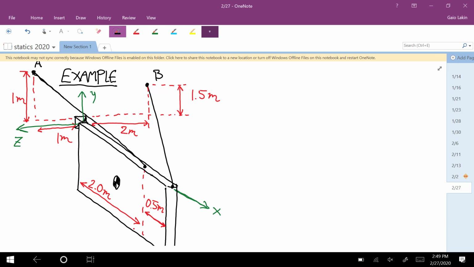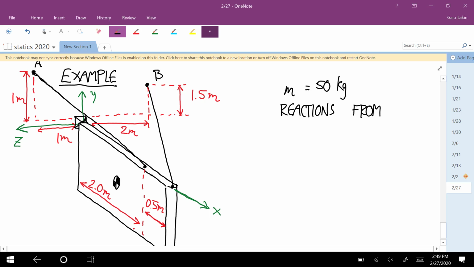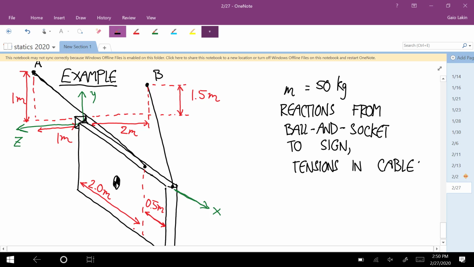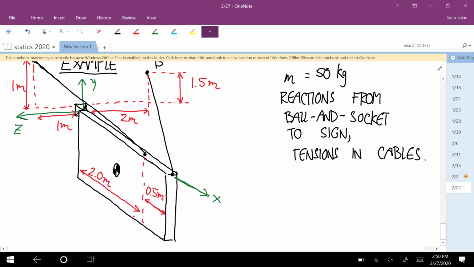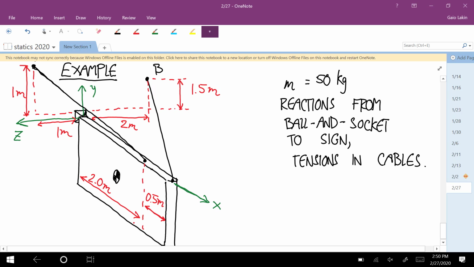The mass of this sign is 50 kilograms. And we want to calculate the reactions from the ball and socket joint to the sign, and the tensions in those two cables. Okay, is everyone sort of with me on this?